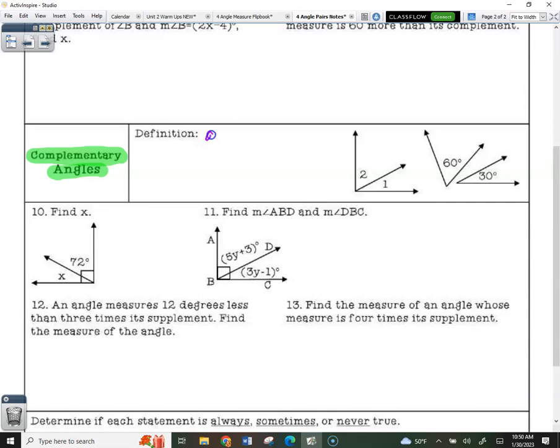So we're going to write angles whose sum, once again that means plus, is always 90 degrees. They could be adjacent, and it would help to draw the right angle symbol, or they could be disjoint, but they add to 90. Okay? Supplementary adds to 180. Complementary adds to 90.